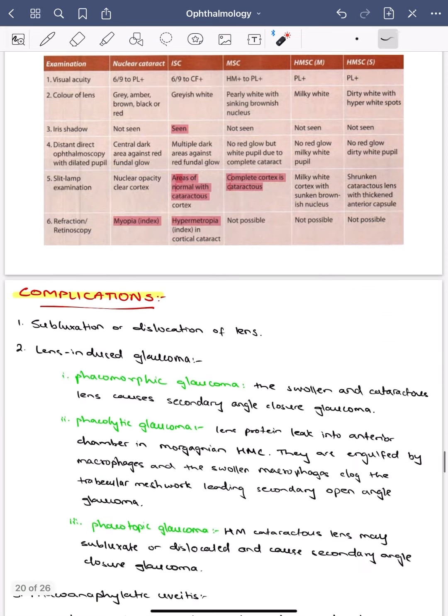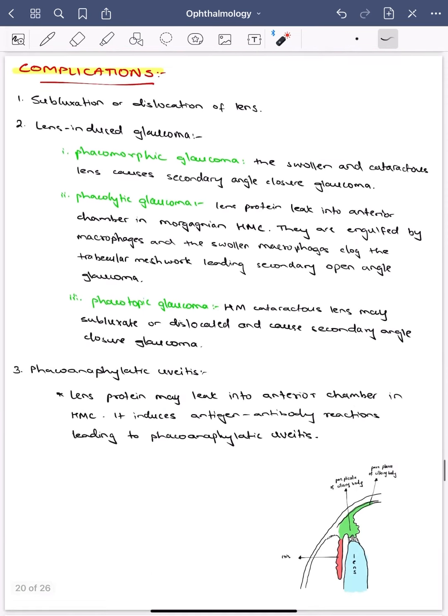Now coming to the complications. Three complications are present. Complications of cataract: first is subluxation or dislocation of the lens, second is lens-induced glaucoma, and the third is phacoanaphylactic uveitis.